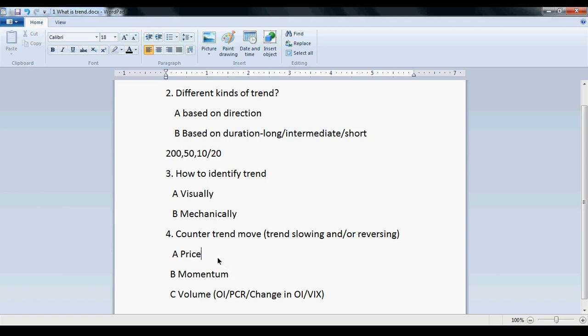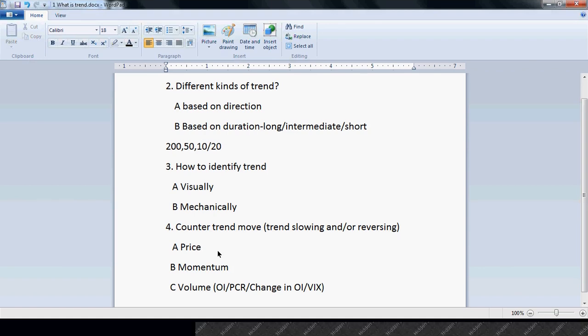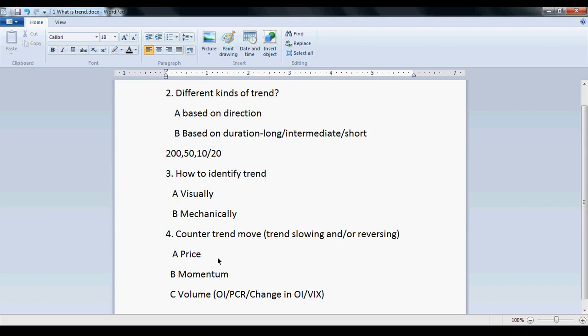Okay, so how to check if the trend has changed and we should take the counter trend move? Price. So basically from the price we should see the candles. There should be some candlestick formation in the chart, and the moving averages should tell us that now the momentum is changing. So how will we come to know the price change of the move? Through candlestick pattern and moving averages.